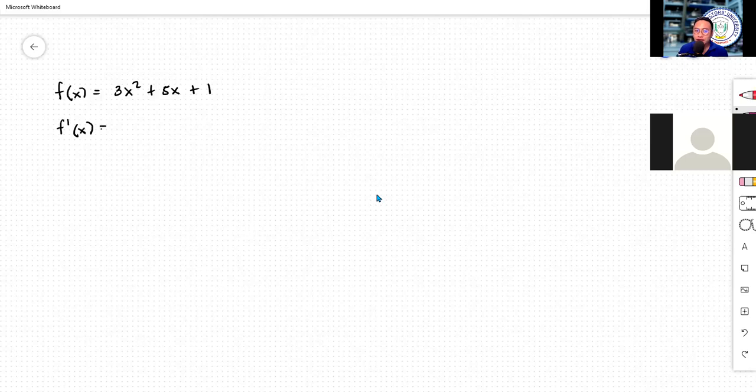To get the derivative of this expression, simply bring down the exponent 2 and multiply it to the coefficient 3. We have 6x, and then you do 2 minus 1 in the exponent part. On the next term, we have 5. And the derivative of a constant term is 0, so you can just omit it. So your final answer is 6x plus 5.